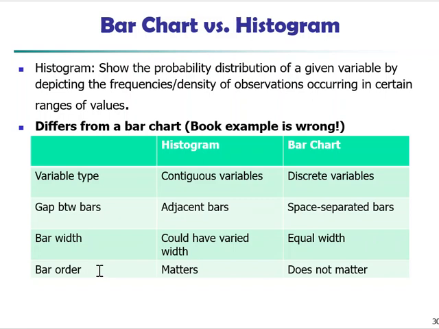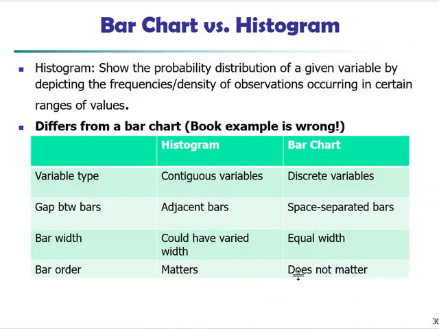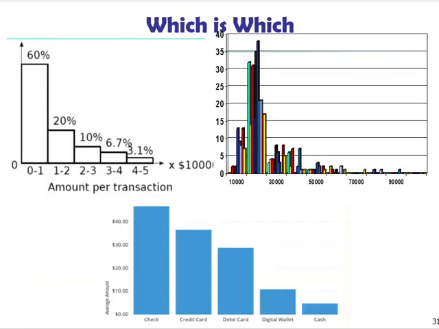And the order of the bars in a histogram certainly matters, because the values always go from the smallest to the greatest, right? However, in a bar chart, the bar order really does not matter. It can be arranged to convey certain information, but thematically, the order does not matter. There is not a coherent, defined order in those bar charts. So, okay.